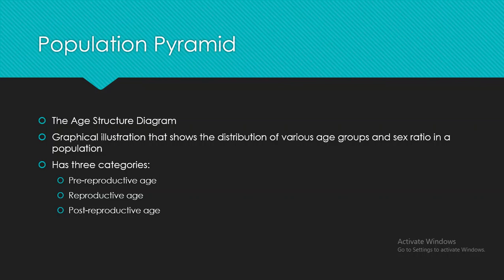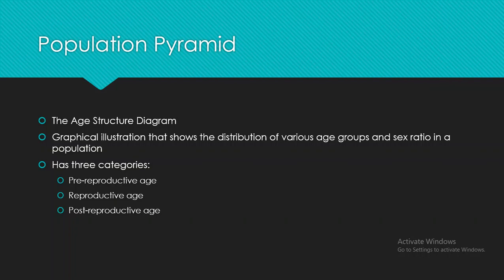Yung age structure and the sex ratio come hand in hand, and makikita natin siya sa isang population pyramid, which is a graphical illustration that shows the distribution of various age groups and sex ratios in a population.